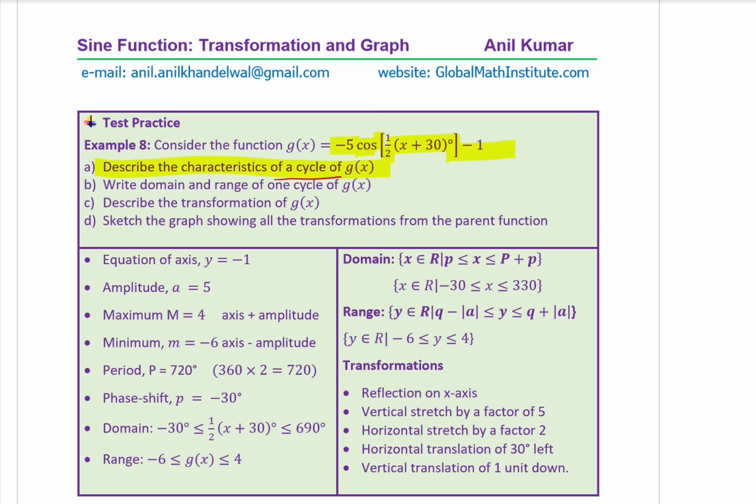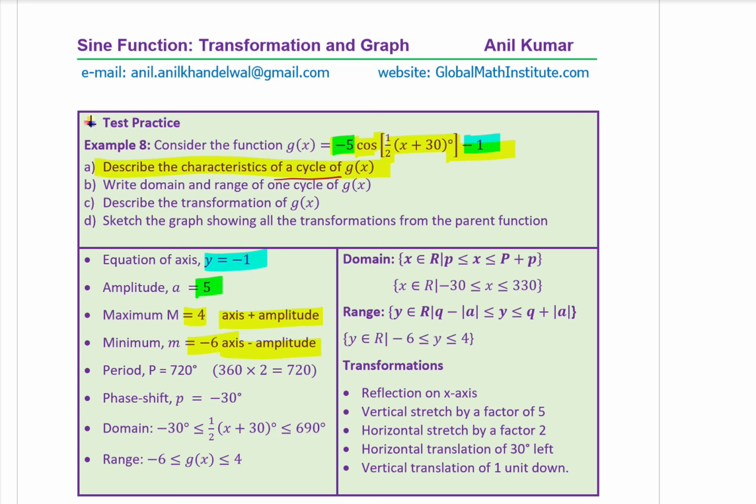So here we can write down the axis is minus 1. That is the axis, correct? Then we have the amplitude, which is 5. Amplitude is always positive. And then since we have the axis and the amplitude, we can find the maximum value. Maximum value is axis plus amplitude, and the minimum value is axis minus amplitude. So when you add 5 and minus 1, you get 4, which is the maximum value. And their difference, minus 1 minus 5, gives you minus 6 as the minimum value.